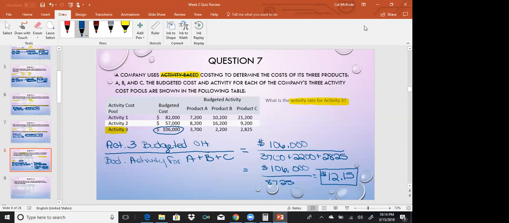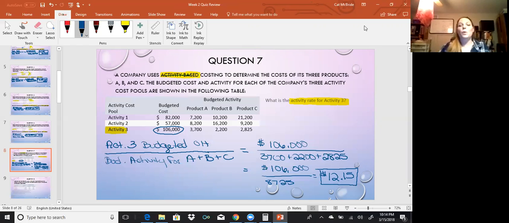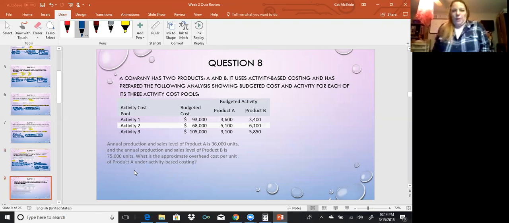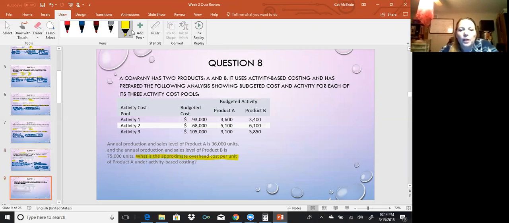Yes. All right, the next one is going to work the same way, but it's going to be more complicated because there's more pieces. For this one, we want to figure out the approximate overhead cost per unit of product A under activity-based costing. If we're looking at product A, we have to do activity 1, activity 2, and activity 3. That make sense? There's just more to it.